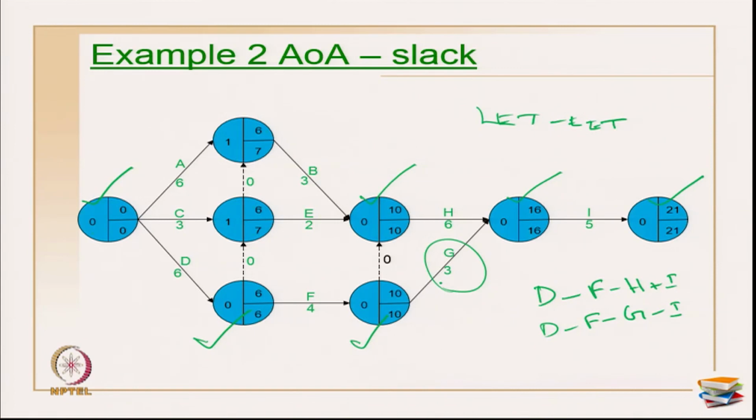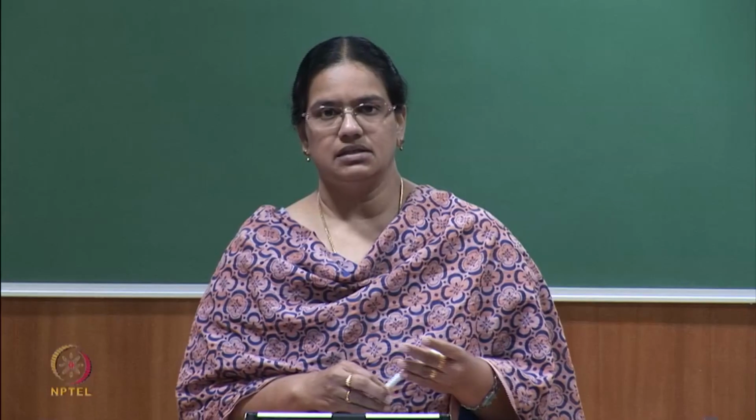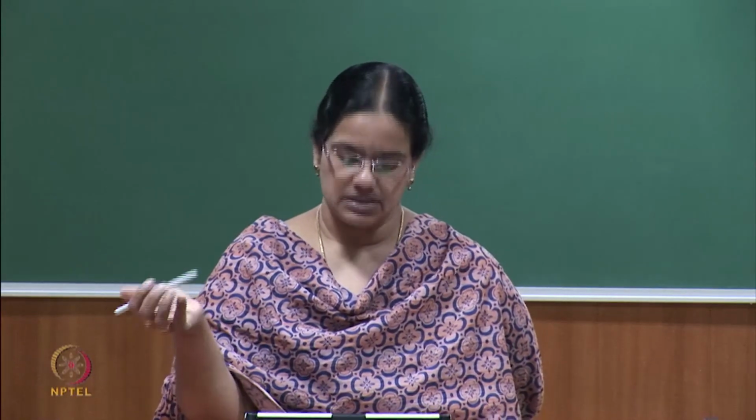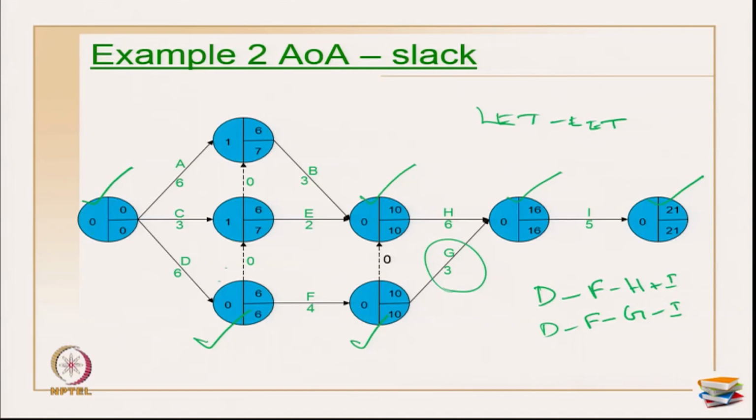Okay. Now, coming back to the drawbacks in the AOA method, one of the drawbacks we have already discussed. What is it? The presence of so many dummies in the network only to do unique representation of activities or to represent the logical relationships. In this network I had 3 dummies, in the last example I had 1 dummy. So, dummies are one of the biggest disadvantages in an AOA diagram.